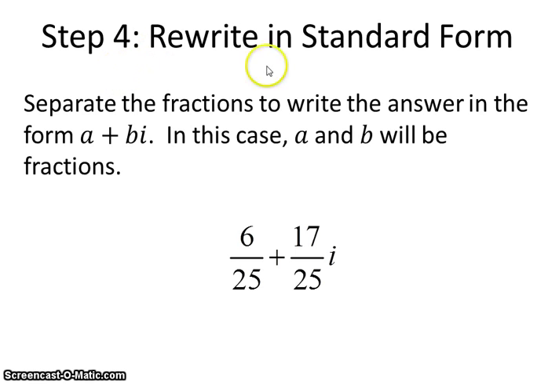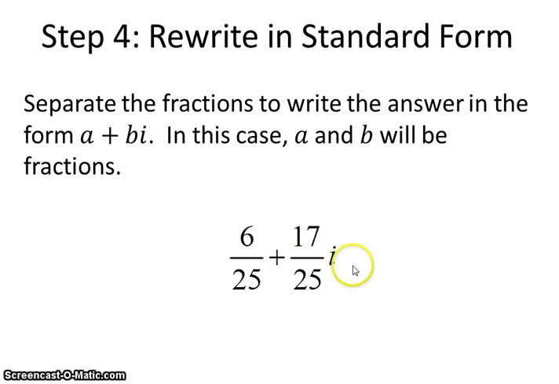Our last step is just to rewrite it in standard form, and standard form of a complex number is a plus bi, where a and b are real numbers. In this case, a and b are going to be fractions. We just have to separate them into two fractions and move the i out to the side of the second fraction. So our final answer is 6/25 plus 17/25 times i, and that is in standard form.